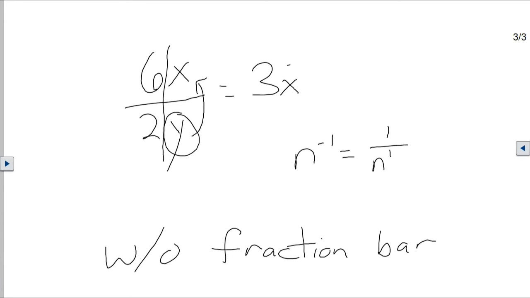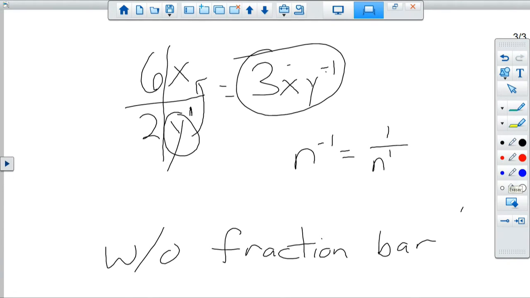Now, y doesn't have an exponent that's showing, right? But we know that if it's not there, it means to the first power. So what can I do to that first power to get it out of the denominator? I can make it negative. So 3x, if I want to bring the y up, I make the denominator negative. 3xy to the negative first power would be that simplified without a fraction bar.